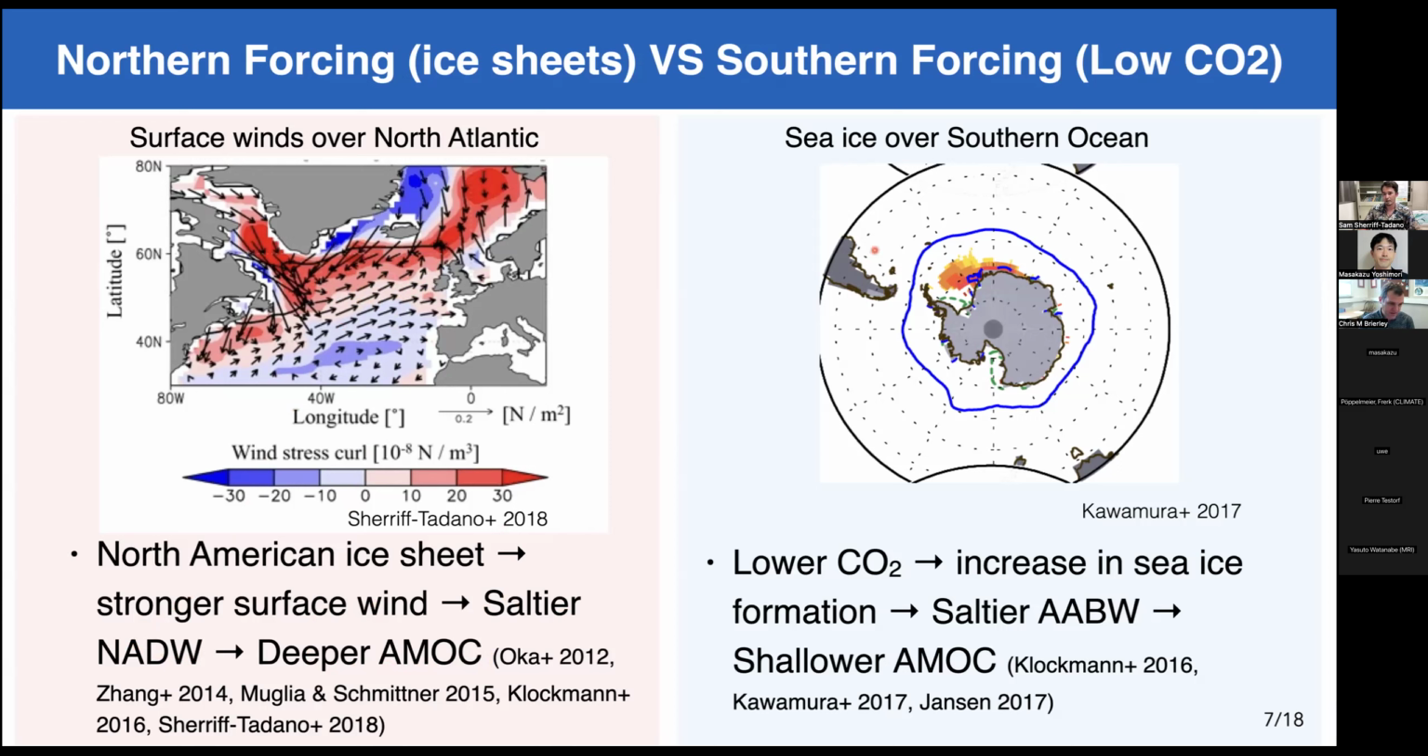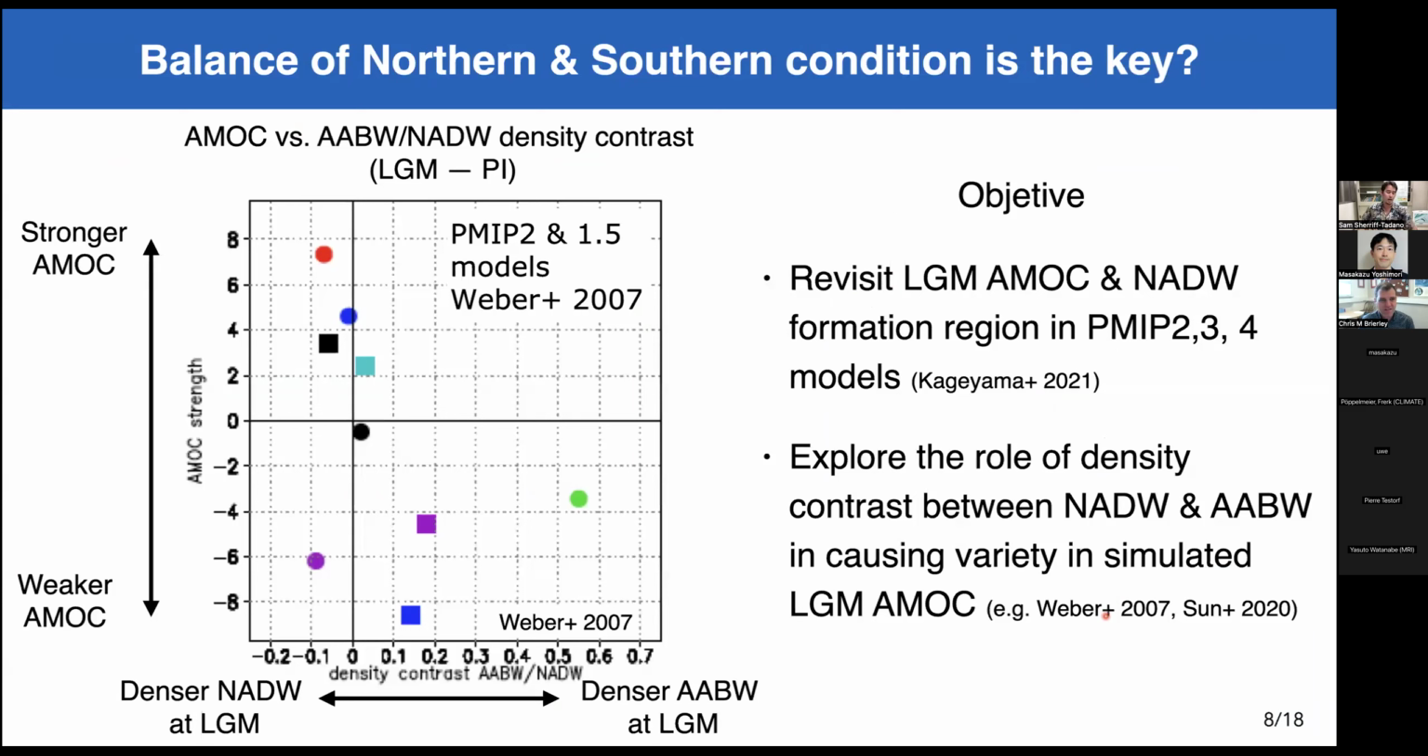Another important forcing is over the Southern Ocean, and in this area, the colder climate induced by the lower CO2 causes an increase in sea ice formation, which will induce more brine rejection, making the AABW saltier, and as a result, shoals the AMOC at the LGM. So it seems like the balance between the northern forcing and the southern forcing, or the balance between the NADW and the AABW, is the key to reproducing the LGM AMOC in climate models. And this is, in fact, suggested by Weaver in 2007 using outputs from PMIP2 and PMIP1.5 models.